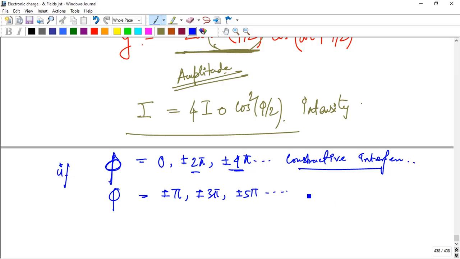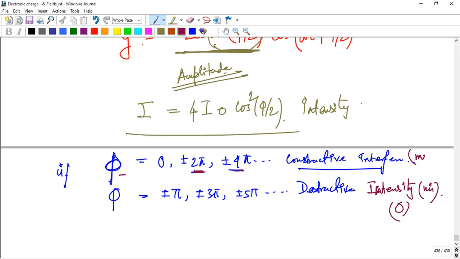Destructive interference means minimum intensity, which is called 0 here. For constructive interference, the phase angle being an even multiple gives maximum intensity.